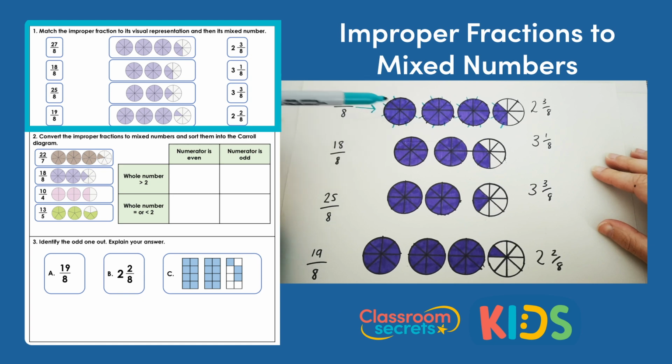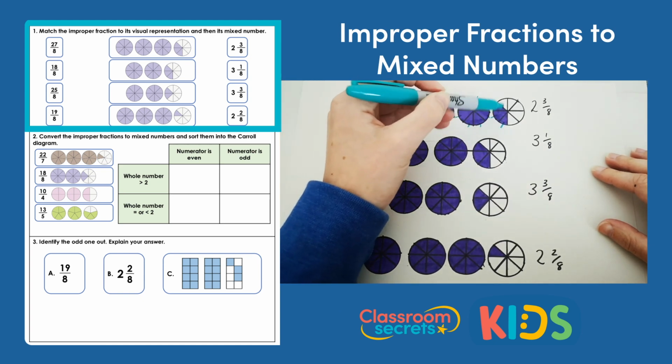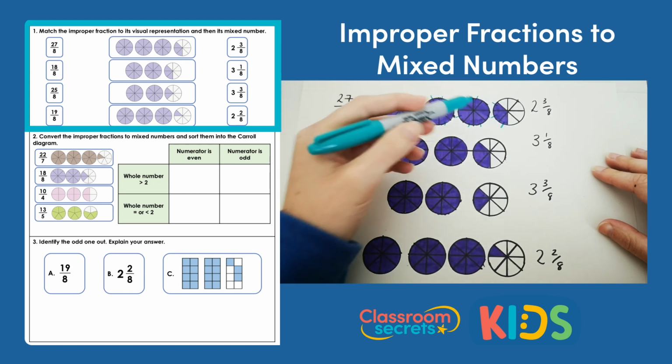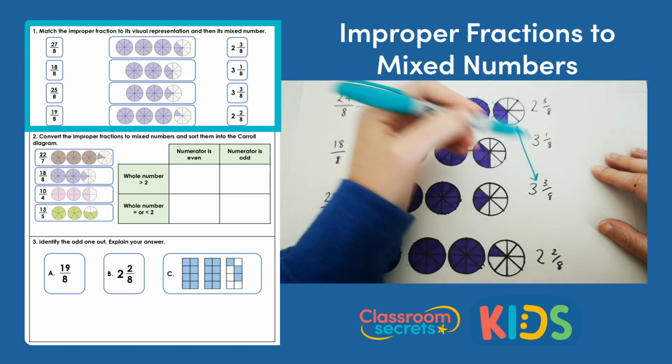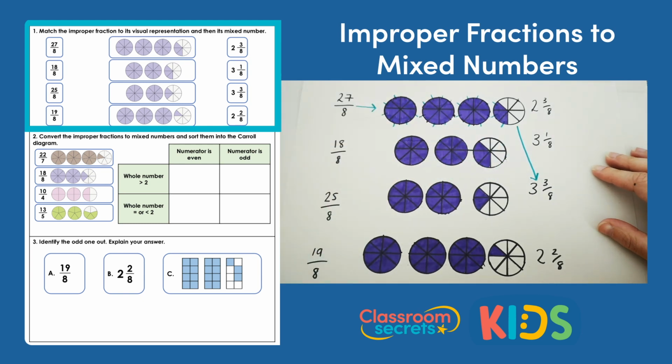So I now know that 27/8 is also equivalent to 3 and 3/8. So 3 and 3/8 is down here. So we match those 3 up like that.